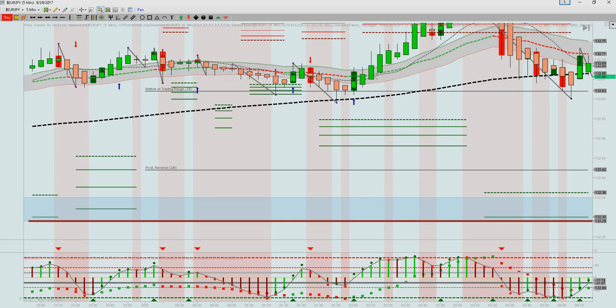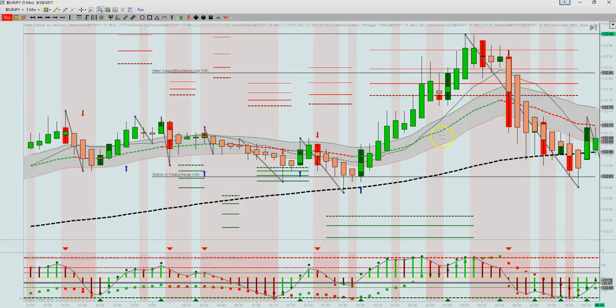Breaks the 11 SMA, the black SMA. Breaks the multicolored 25. Breaks the dotted 25. It's taken off. Let me bring this down a little bit. As you see, once it breaks through all these, it takes off.